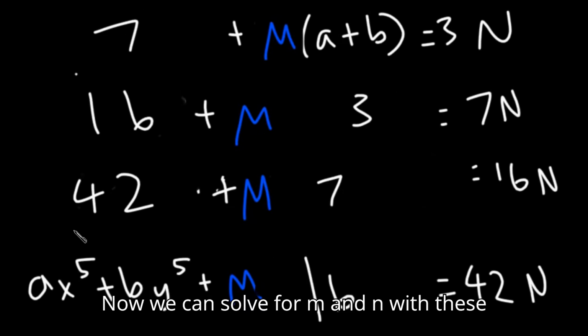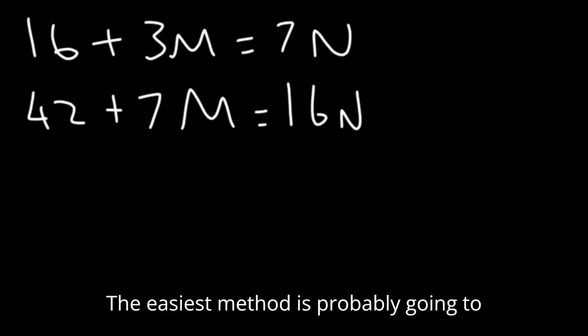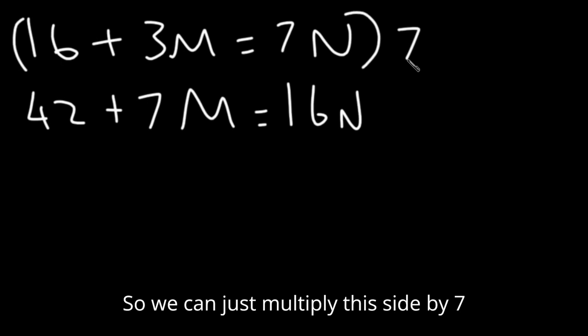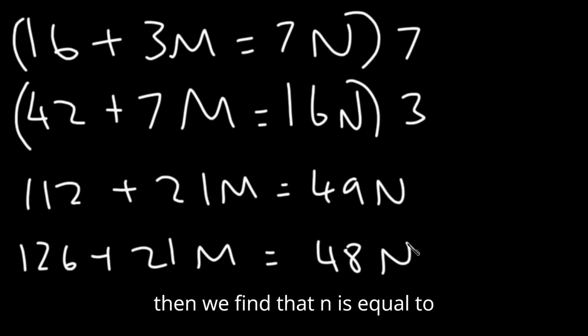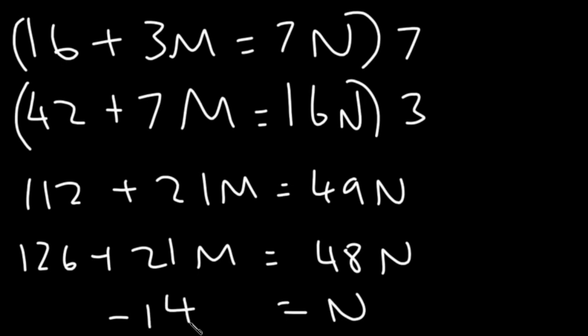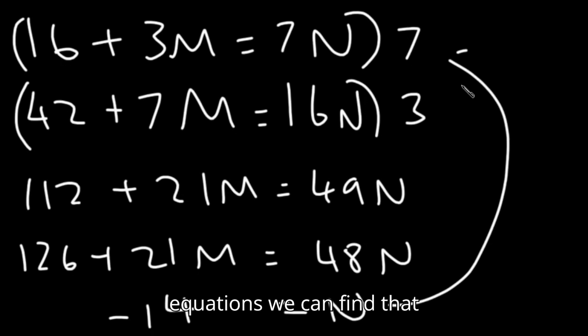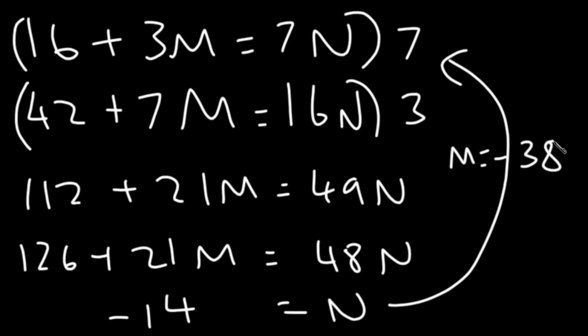Now we can solve for m and n with these two equations. The easiest method is probably going to be elimination. So we can just multiply this side by 7 and this by 3, then we find that n is equal to negative 14. And plugging n back into one of these equations, we can find that m is equal to negative 38.